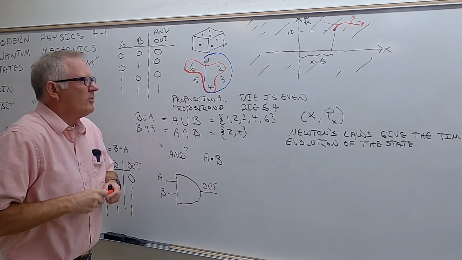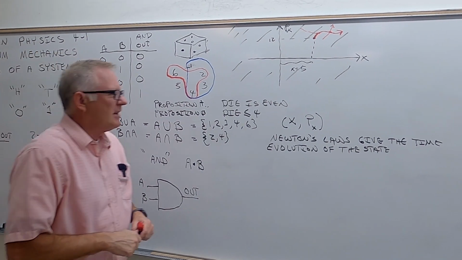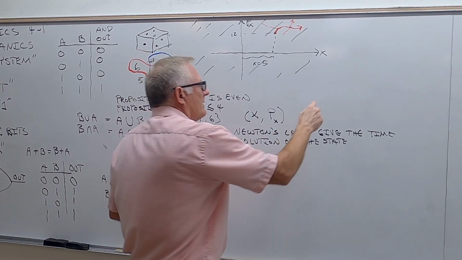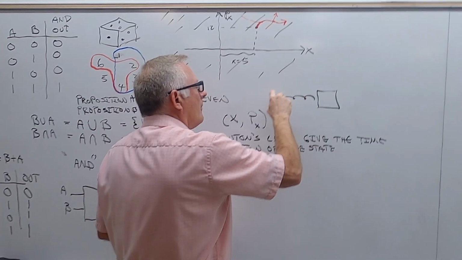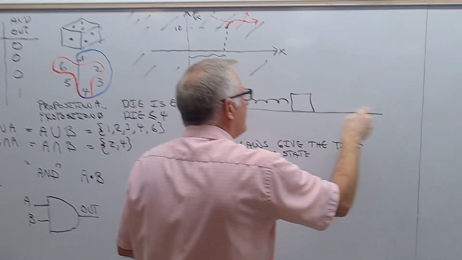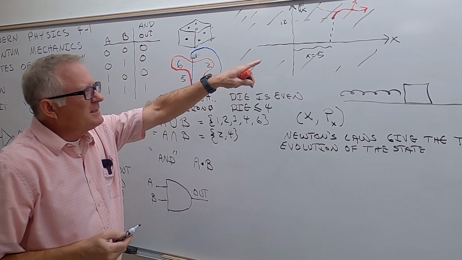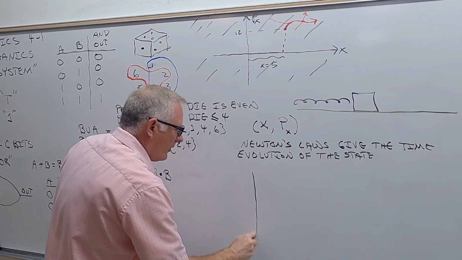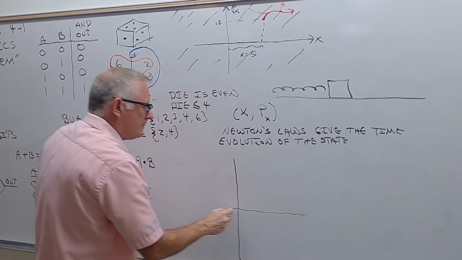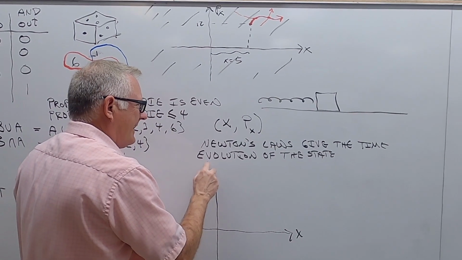Now, let's just look at a nice simple system. How about a mass on a spring? Let's say we have a mass just sitting here going back and forth on a spring. And I said, what is that going to look like? I'll draw it down here. What is that point going to look like? x and px.